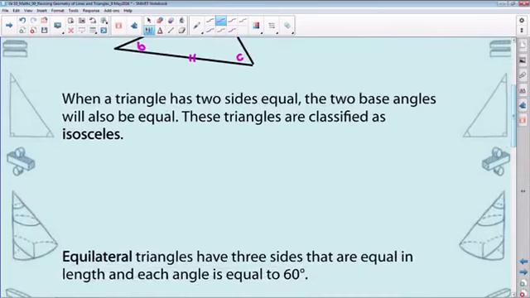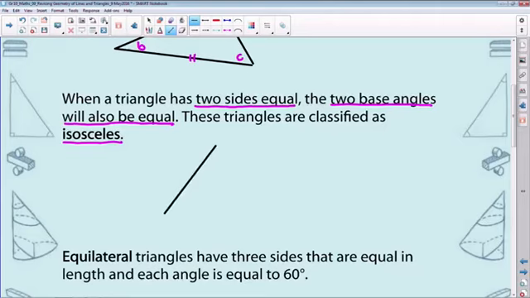When a triangle has two sides that are equal, the two base angles will also be equal. These triangles are classified as isosceles. Once again, an interesting choice of name, but we're going to try and draw a rough isosceles triangle. And what's important is that our two lines are equal in length. And I'm doing this now just by sight, so, oh, I moved the line when I was meant to draw a line. There we go.